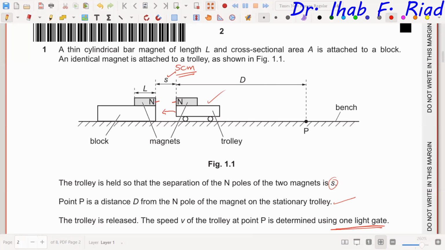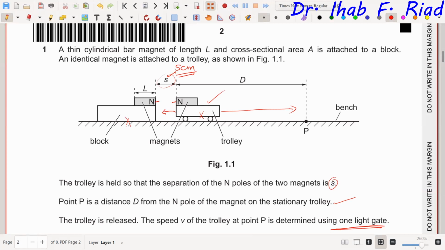So we now have this trolley some distance away from the other magnet. If we release it, what would happen? They will repel. Yes, they are going to repel. But this one is fixed, right? Yes. So what is going to happen to the trolley? It will collide. Why collide? They are repelling. So it will move back. It's going to move backwards, right? Yes.